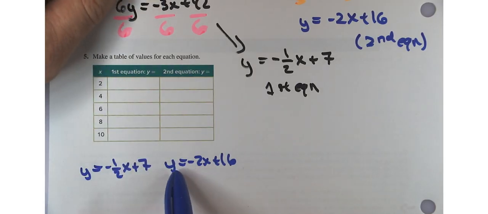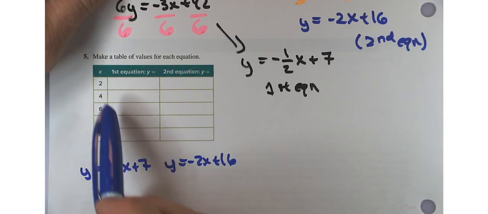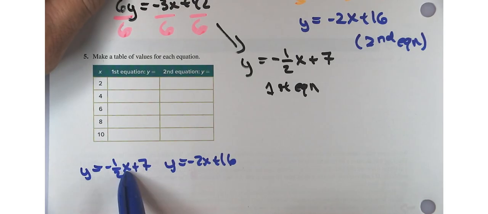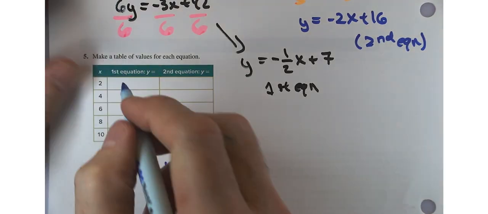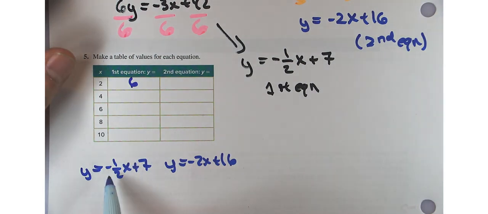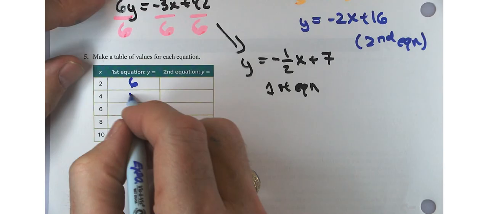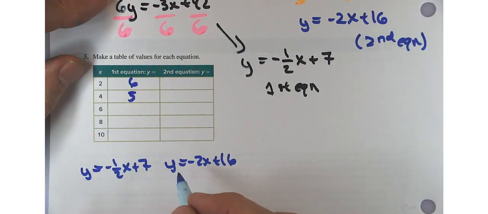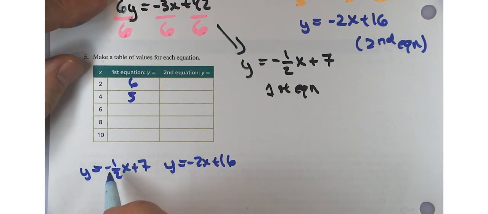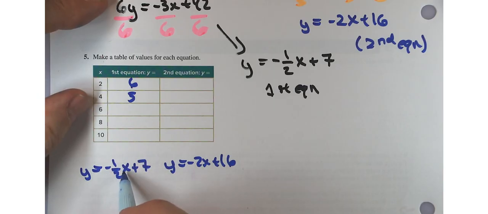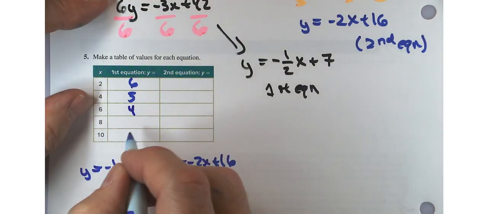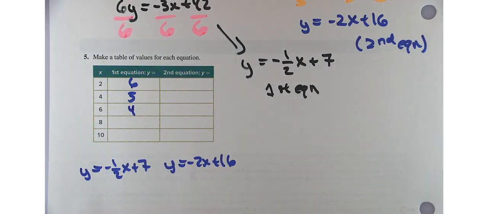Let's take a look here at 2. 2 times negative 1/2 is going to be negative 1, plus 7 is going to give you 6. At 4, you end up with negative 1/2 of 4 is going to be negative 2, plus 7 is going to be 5. Can you see that? It looks like there's a little pattern forming already, right? If I do at 6, I end up with negative 3, plus 7 is going to be 4. Can we guess the remaining 2? 3 and 2.